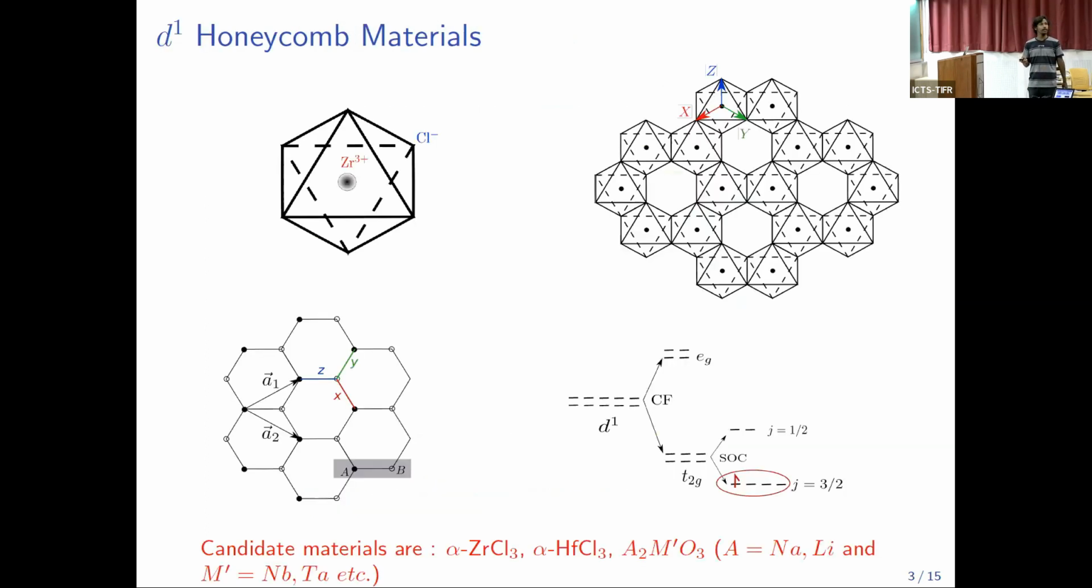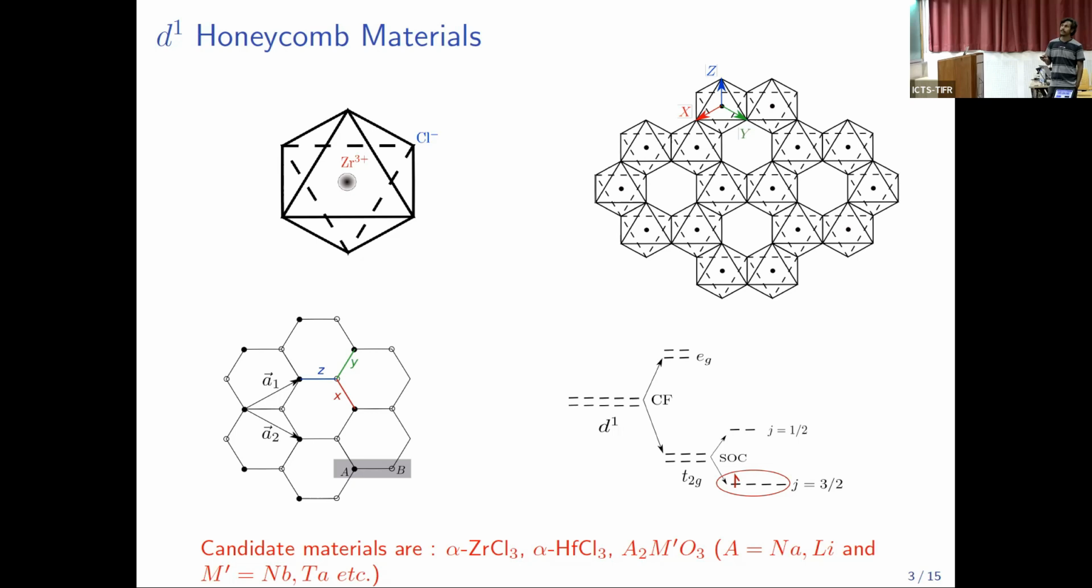The model that I'm going to talk about is relevant to these materials, zirconium chloride, hafnium chloride, and materials of this chemical composition. Let me first introduce the lattice structure. I'll take ZrCl3 as an example. In this material, all the zirconium atoms are surrounded by 6 chlorine atoms, which form an octahedral kind of structure. And then the full lattice is made out of an edge sharing structure of these octahedra. Each octahedron is touching the others at the edges. And if you join these zirconium atoms, they actually form a 2D lattice with the honeycomb structure.